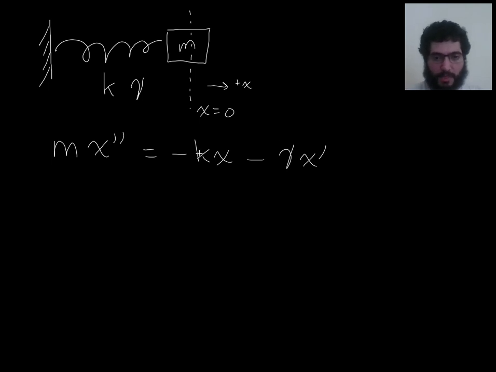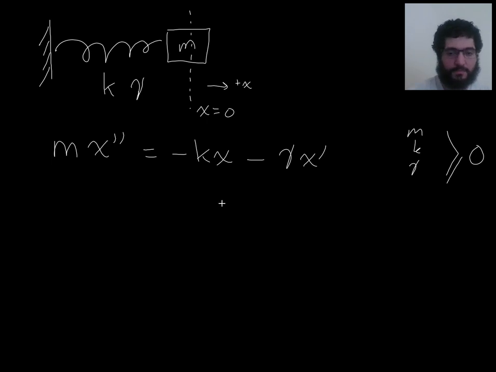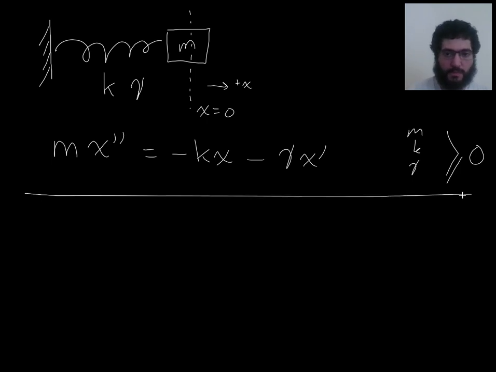So here m, k, and gamma are all positive. Well, non-negative. I guess mass is positive, k is positive, and gamma is allowed to be 0. When gamma is 0, that's when you have no damping. Okay, then we rearranged this to look like this.